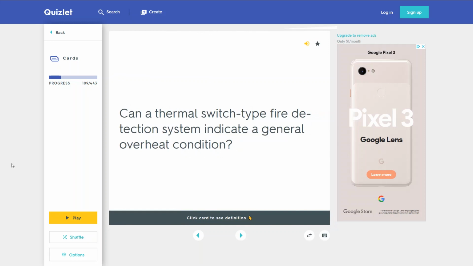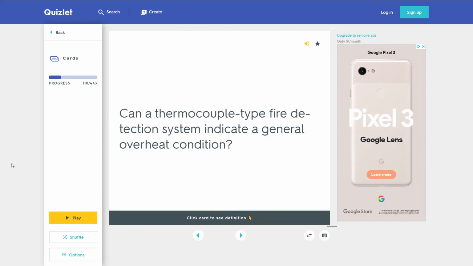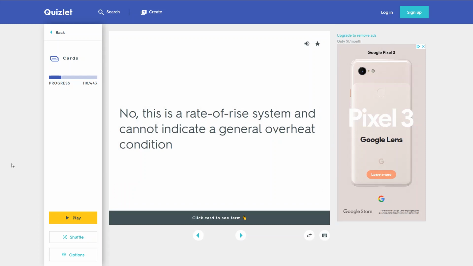Can the thermal switch type fire detection system indicate a general overheat condition? No, this is a spot type fire detection system which does not indicate a general overheat condition. Can the thermocouple type fire detection system indicate a general overheat condition? No, this is a rate of rise system and cannot indicate a general overheat condition.